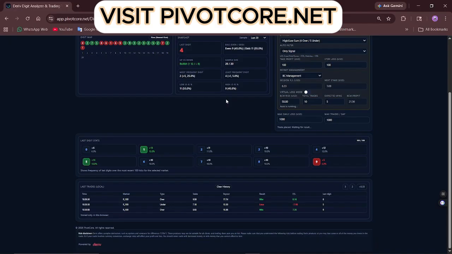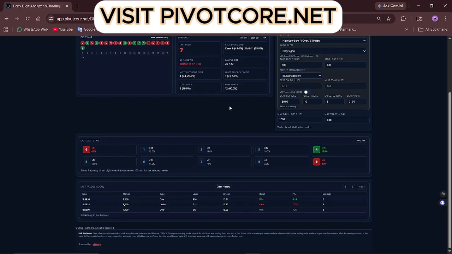I've set the parameters for 4 over and 5 under. This strategy relies on statistical probability in the digit markets. By using PivotCore, the trades are executed the millisecond the conditions are met. Pro tip, notice how I'm managing my stake. In this 10-trade challenge, I'm looking for 5 wins.